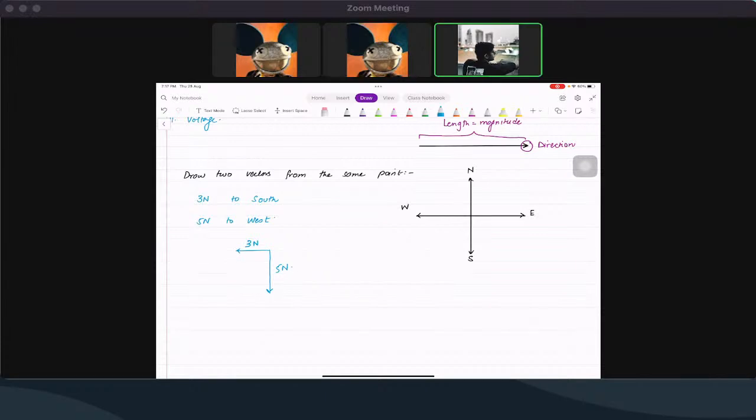But didn't you flip them? Shouldn't the 3 newtons be downward south? Oh yeah, sorry, my bad. Okay, I need to then rescale it too. Okay, 5, 3, right? All right.